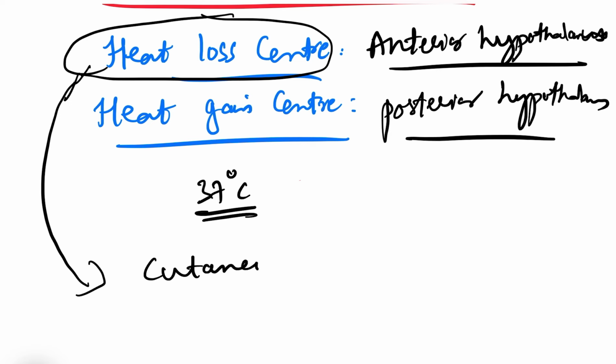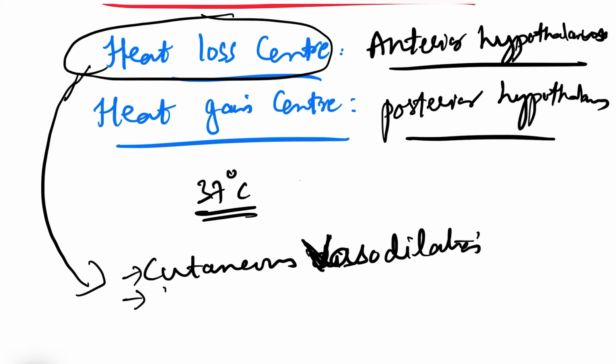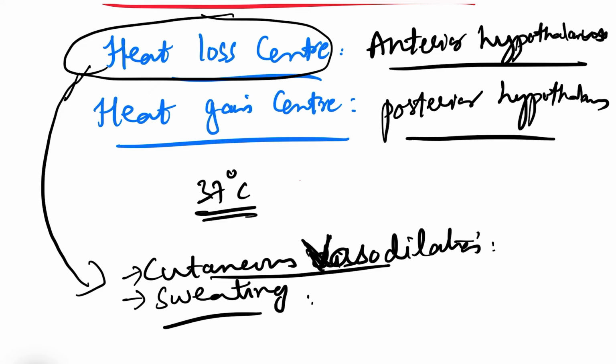For example, cutaneous vasodilatation, that is dilatation of the blood vessels in the skin. Also it will cause sweating. So cutaneous vasodilatation and sweating it will cause. By this it will lose the heat and maintain the temperature in warm climates.